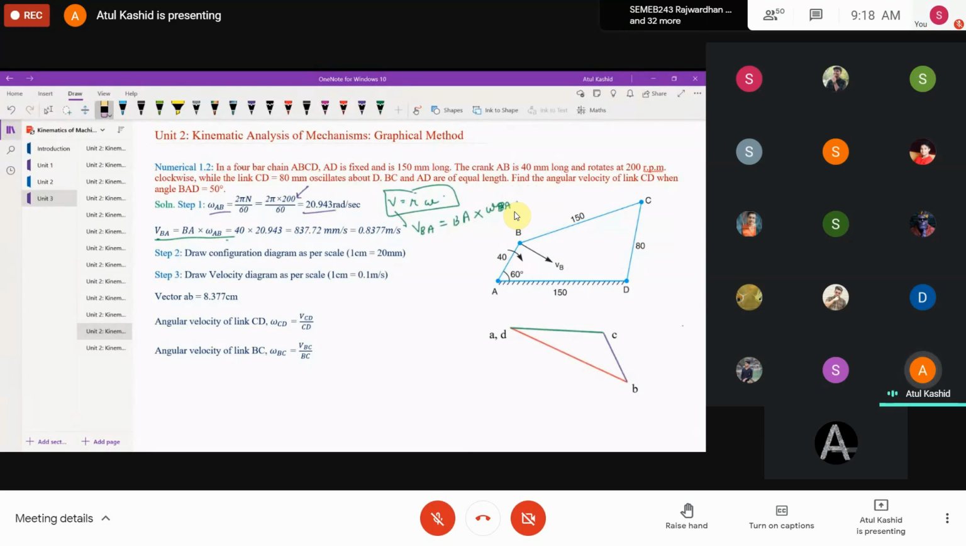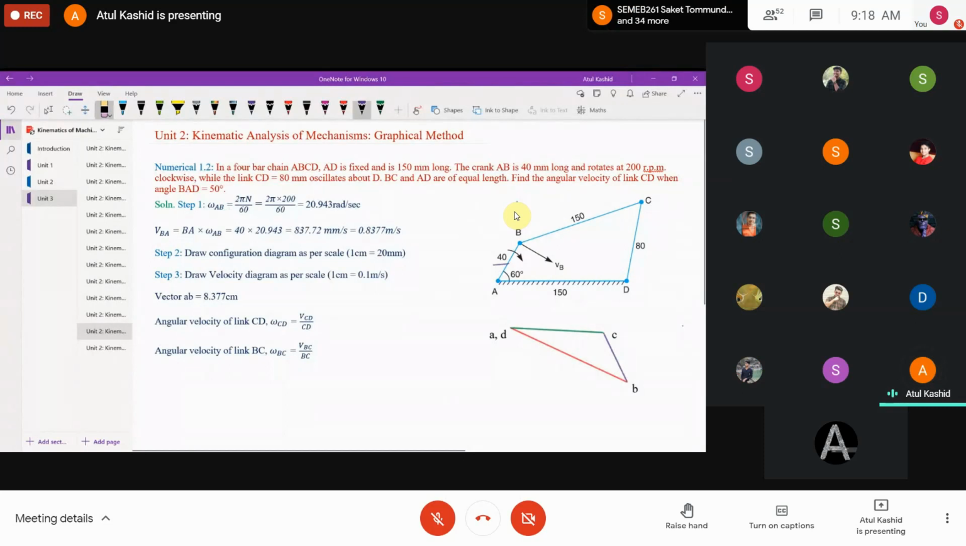And using this formula, we have to substitute. Now we know BA is nothing but the AB link over here, and its length is given 40. So substituting 40 and omega AB as 20.943, right? So we'll get the linear velocity as 837.72 per second, and if we convert it into meters, it will be 0.8377 meter per second. So this is the answer for the velocity VBA, right? So what we have done in this step one, we have calculated the angular velocity and the linear velocity VBA, and it is 0.8377 meter per second, right?